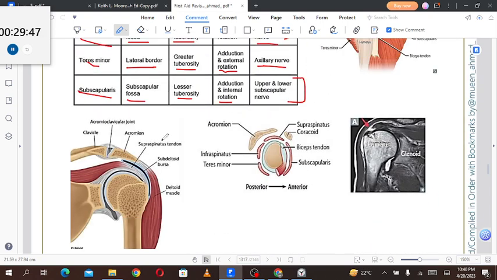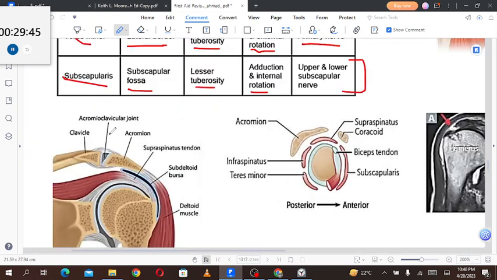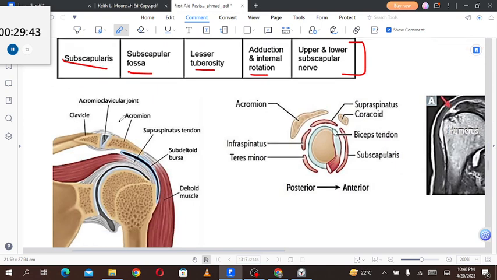So here you can see this is the acromioclavicular joint. There are some anatomical pictures. Here we have the clavicle, and the joint between the acromion of the scapula and the clavicle bone is the acromioclavicular joint. Then we have the supraspinatus tendon, and between the supraspinatus tendon and the acromion we have the subdeltoid bursa. Then we have the deltoid muscle over there. Then here you can see the acromion, and then supraspinatus, and this is the supraspinatus muscle. This is infraspinatus. This is the biceps tendon, subscapularis, teres minor.